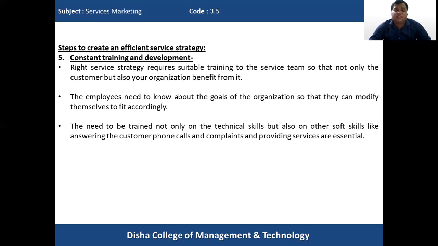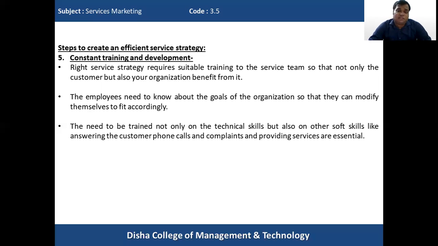So while training and development is given, proper care should be taken to give both the hard skills, that is the technical skills, and the soft skills like changes in behavior, attitude, and speaking or interacting with customers. These soft skills should also be given, and they are very, very essential, because these employees are the face of the organization.